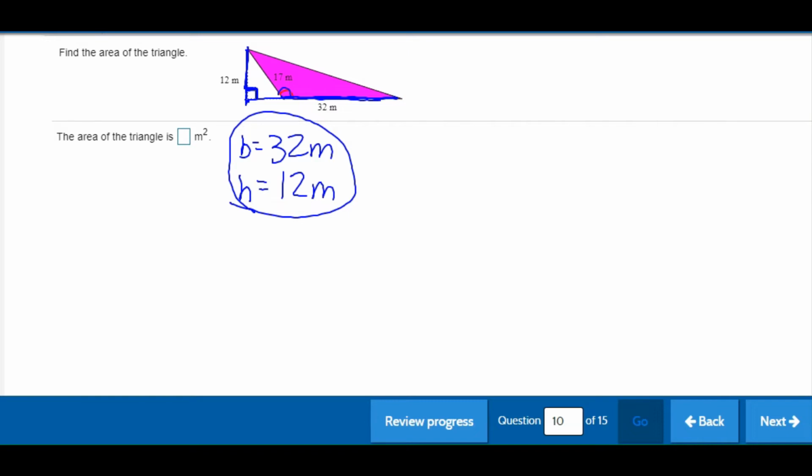Now, if I want to find the area, I can make a copy, rotate it, and compose it, and it'll look something like this to form a parallelogram.